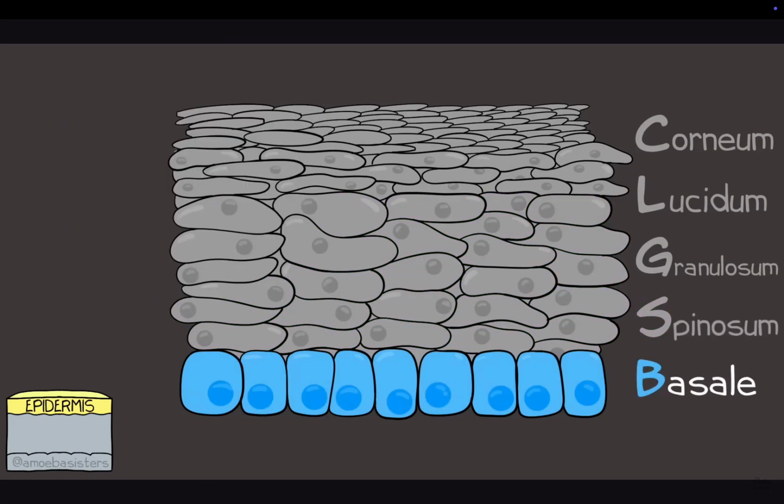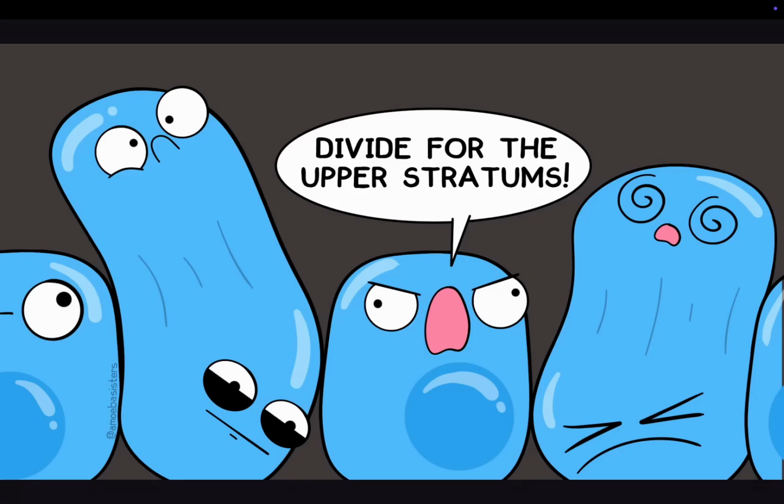Now, the deepest layer of the epidermis, the stratum basale. The stratum basale consists of one layer of cells called basal cells. These cells are the ones constantly doing mitosis and actually give rise to the keratinocytes in the layers above.